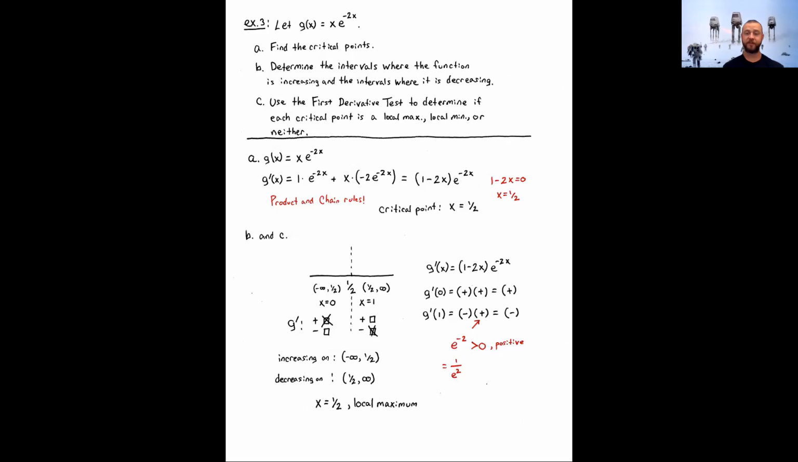And what that tells us is the function is increasing on the interval -infinity to +1/2. And it's decreasing on the interval +1/2 to +infinity. Since the sign chart shows a change in the sign of the first derivative, going from positive to negative, that sign change corresponds to a local maximum.